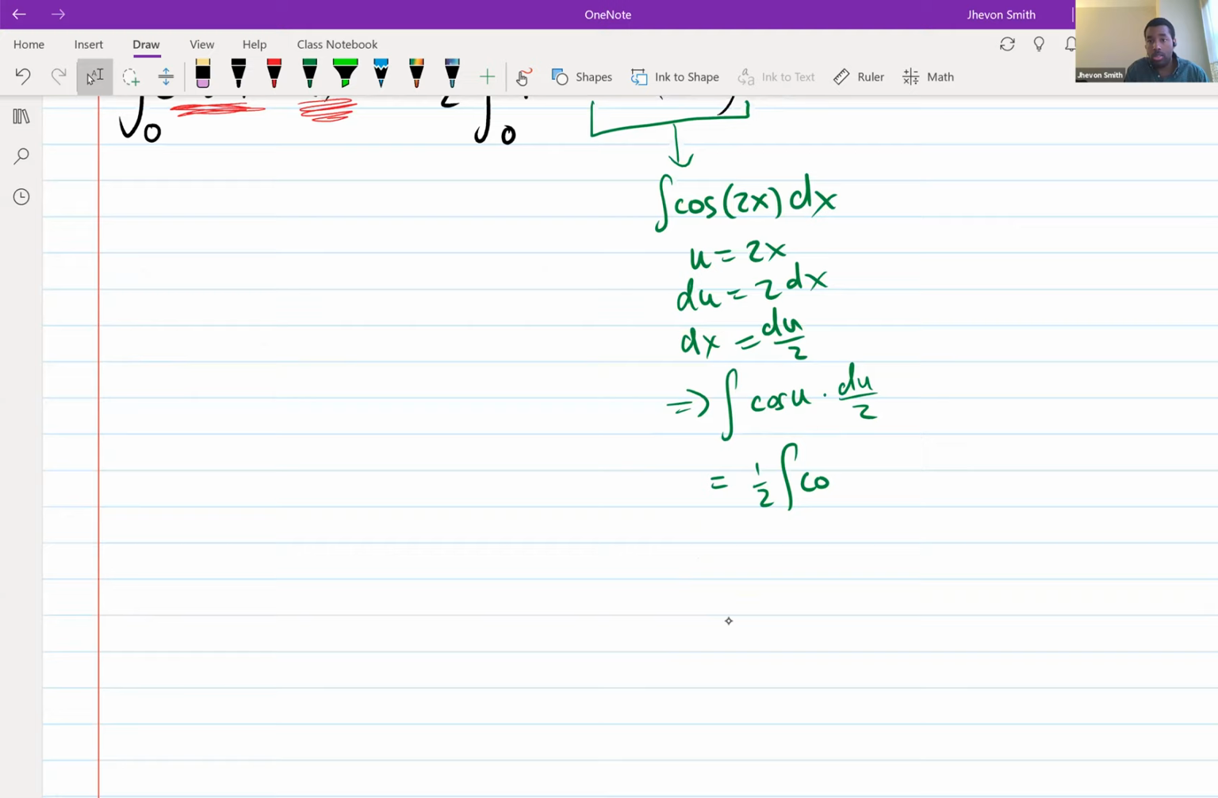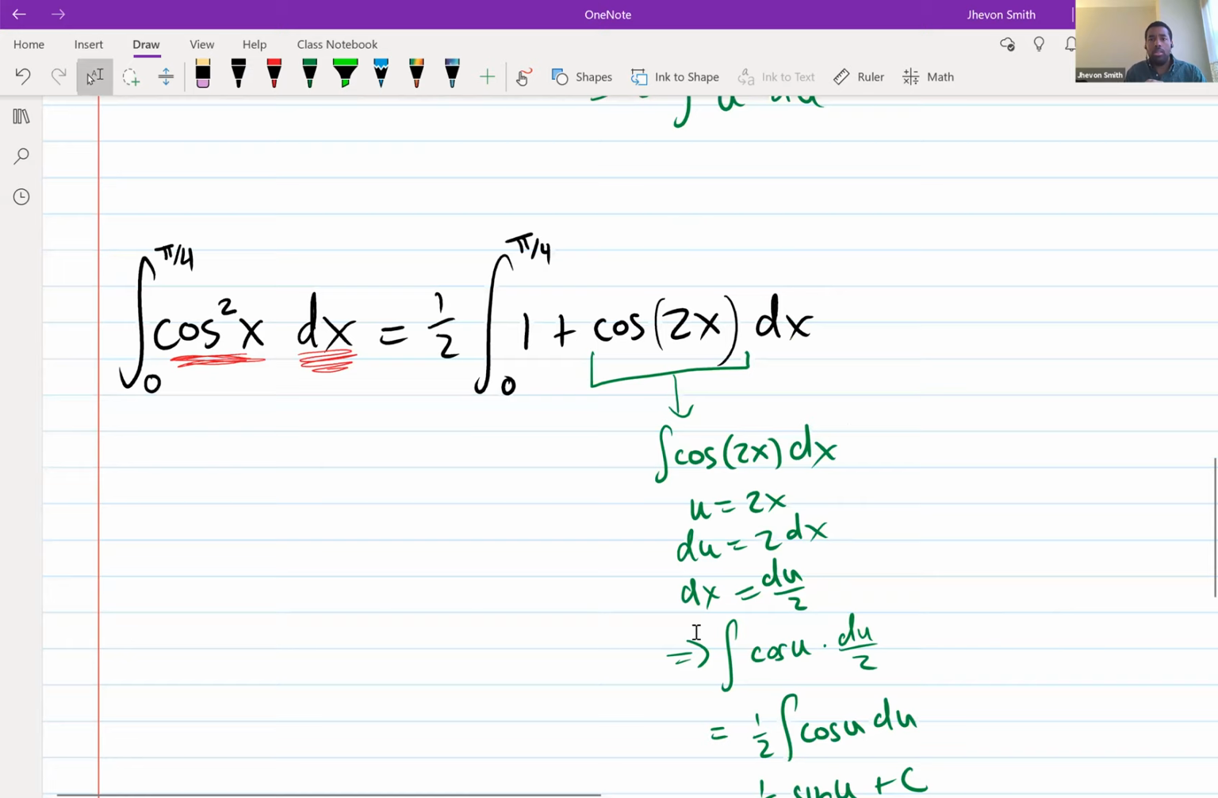And now we actually know a formula for that. That's 1/2 sine of u. And now we replace that u with the 2x. And so that is going to be the antiderivative of that. So this guy would become 1/2 times x plus 1/2 sine 2x between 0 and pi over 4.